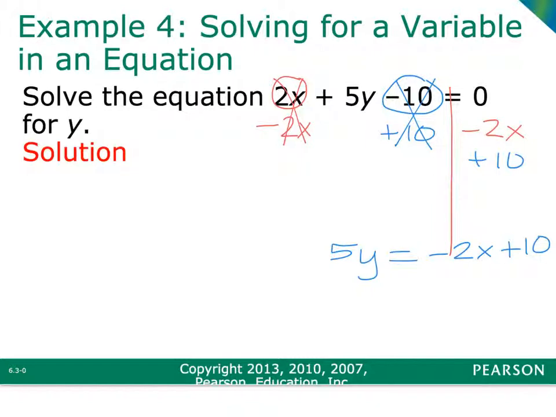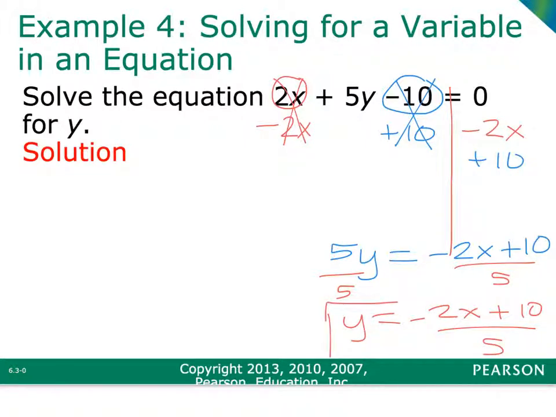Now, y is still not alone because y is being multiplied by 5. So you will need to divide by 5. y equals negative 2x plus 10 all over 5. Now, this is a perfectly acceptable answer. There's nothing wrong with this answer. You have officially solved for y. I will say, though, that sometimes they do want you to go a little bit further than that.